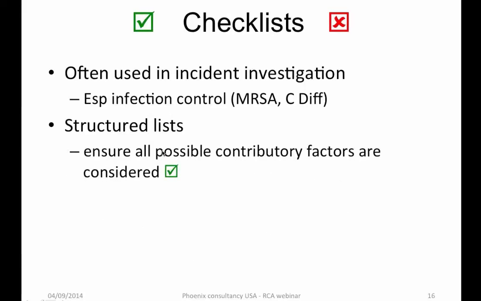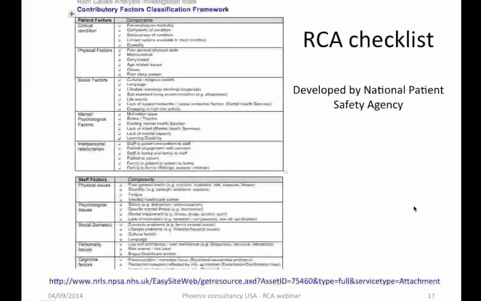So the first tool I'm going to briefly talk about is checklists. And these are often used in incident investigation, especially infection control. When I was working on putting this talk together, I downloaded the MRSA and CDIF checklists from the website of my trust to just look through. Essentially, they're structured lists, and they try to ensure that all possible contributory factors are being considered as to whether they could have played a part in the problem. Here's a checklist on root cause analysis investigation that I downloaded from the website of the National Patient Safety Organisation.